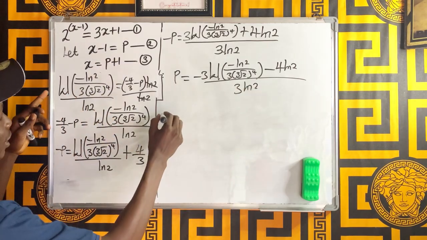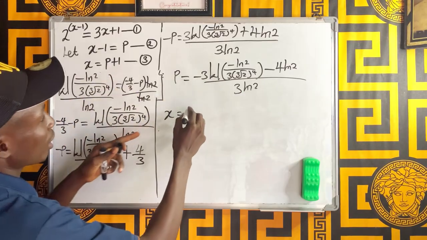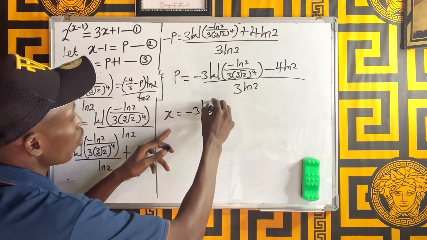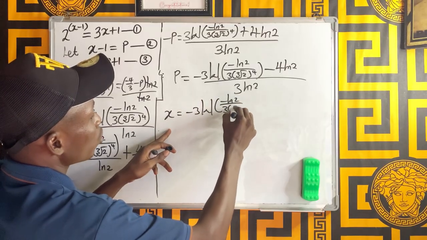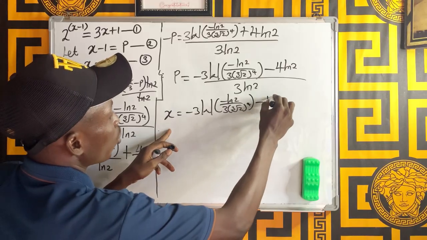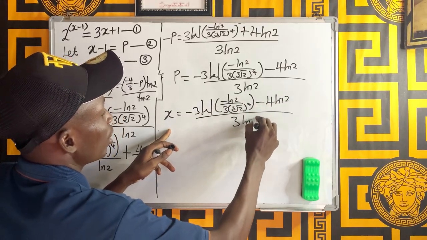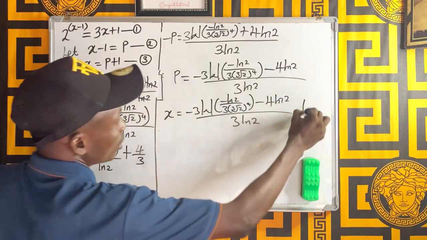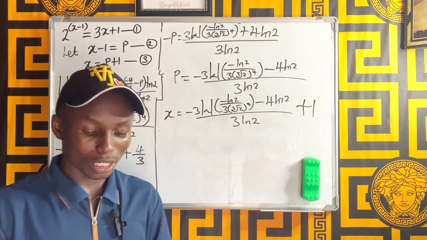And for us to have x from the equation, that means x will be equal to, look at p here, substitute this in. So we see that -3 times the W function of minus natural log of 2 divided by 3 times the cube root of 2, all raised to 4, then minus 4 natural log of 2 all divided by 3 ln 2, then plus 1. Just add 1 to it, and this is another value of x to this question. Can you see how simple and interesting it is?